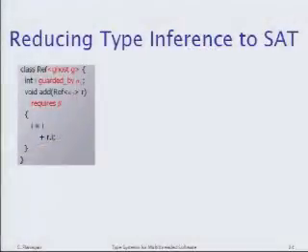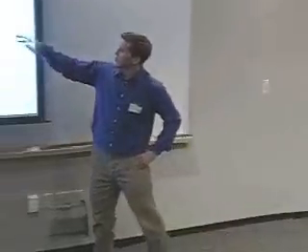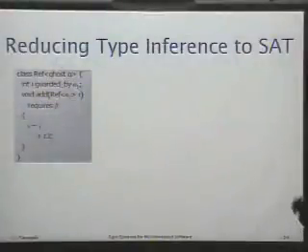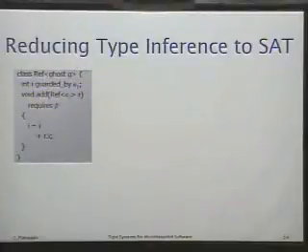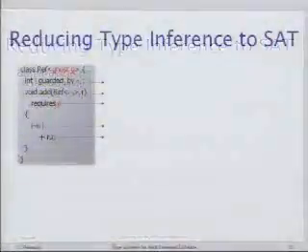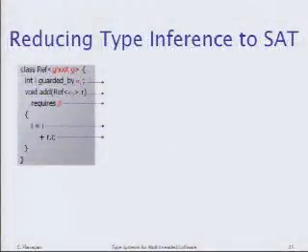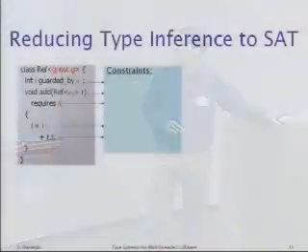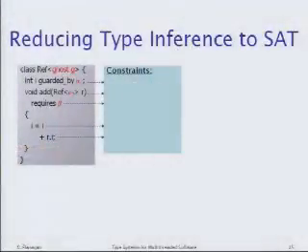Okay, so the first thing we do is we put in these annotations with a bunch of unknowns, alpha 1, alpha 2, beta. And the whole goal of type inference is to figure out what alphas and betas should be. And we're going to use a constraint-based approach. So we'll just translate this whole program into a bunch of constraints over alpha and beta.